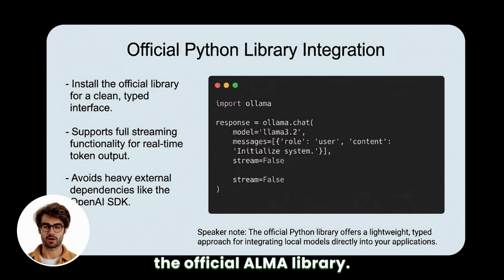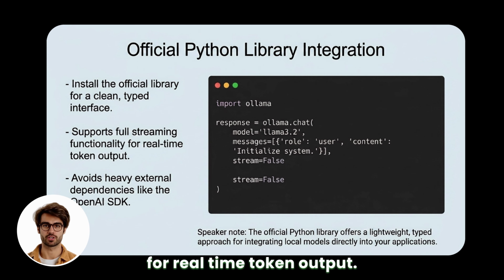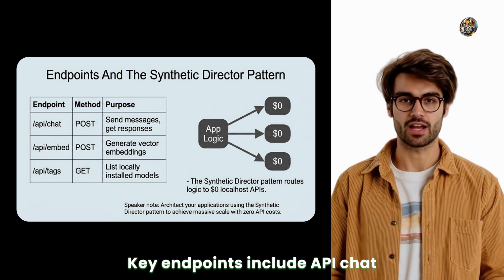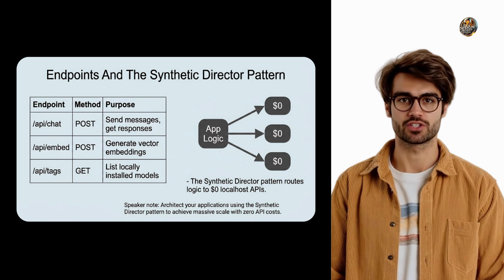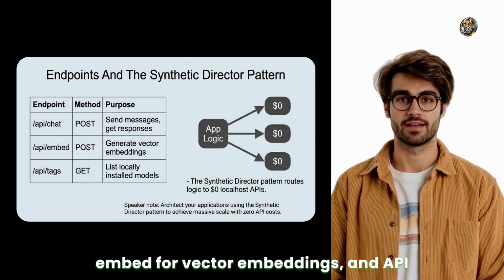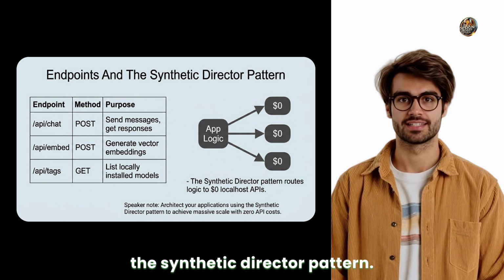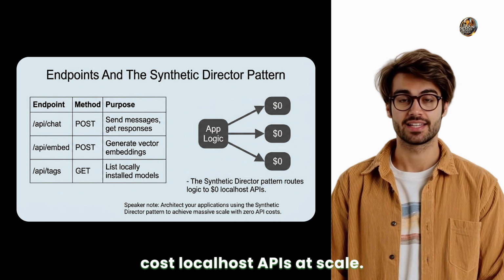with no refactor. For Python projects, install the official Ollama library. It offers a clean typed interface with streaming support for real-time token output. This avoids heavier external SDKs and keeps your application stack focused on local, private inference. Key endpoints include /api/chat for conversational requests, /api/embed for vector embeddings, and /api/tags to list installed models. Using the synthetic director pattern, your app routes logic to these zero-cost localhost APIs at scale.